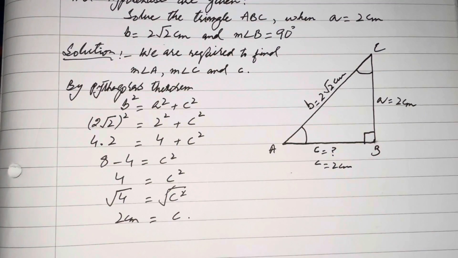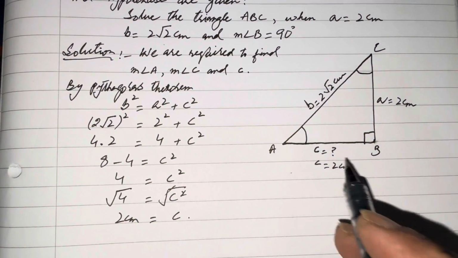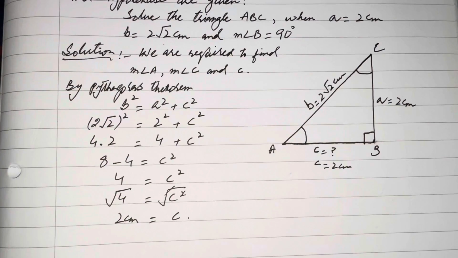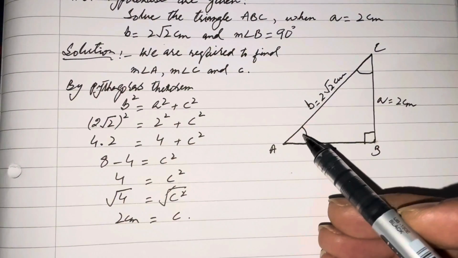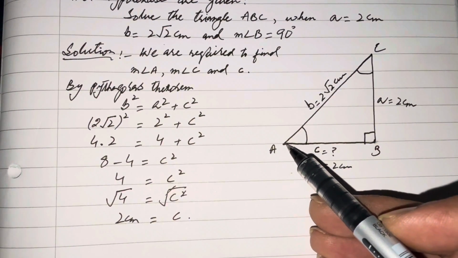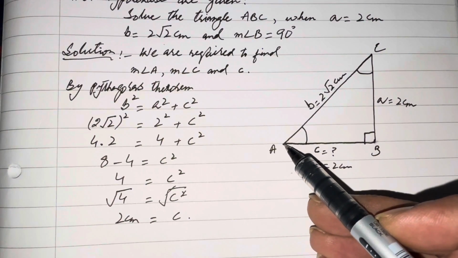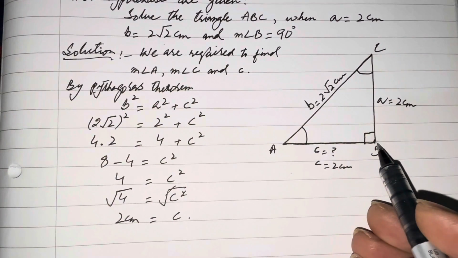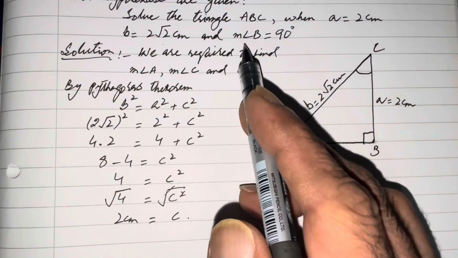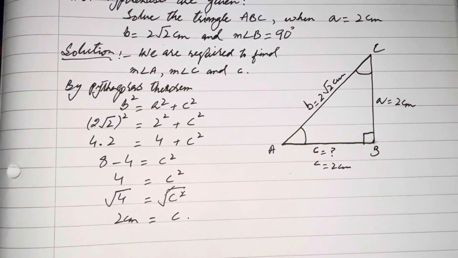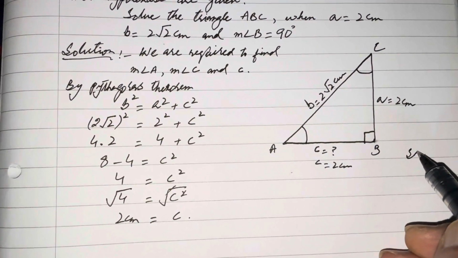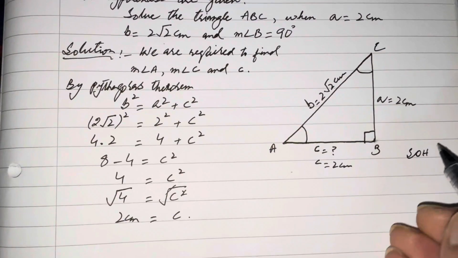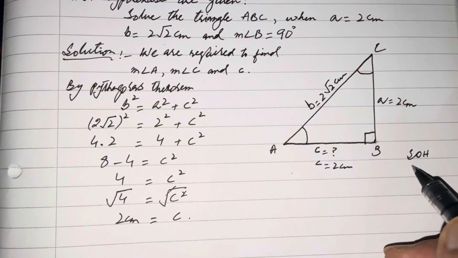So now we have found all the three sides of a right angle triangle. So now we have to find the angles of the triangle, which are the angle at point A and at point C. The angle at point B already given in the question is equal to 90 degrees. So now we are taking the three trigonometric ratios.